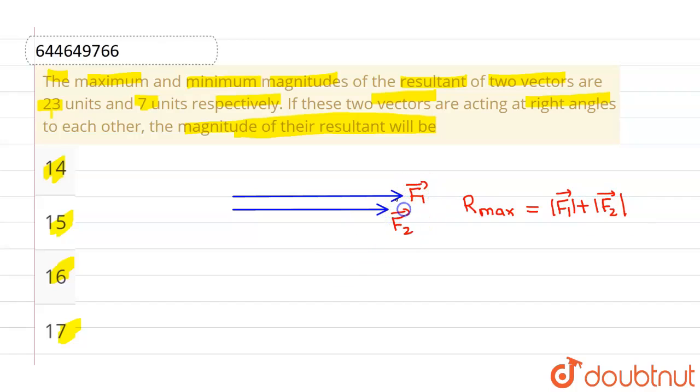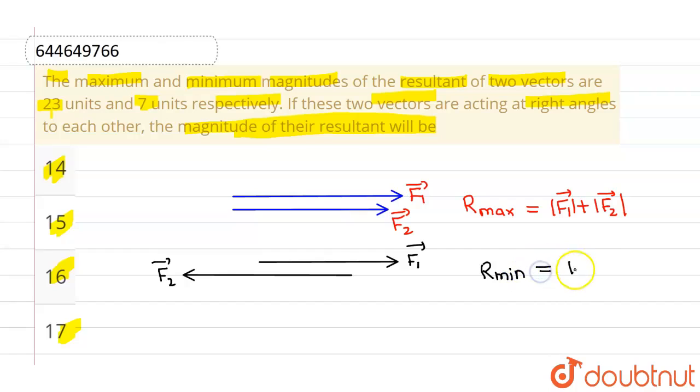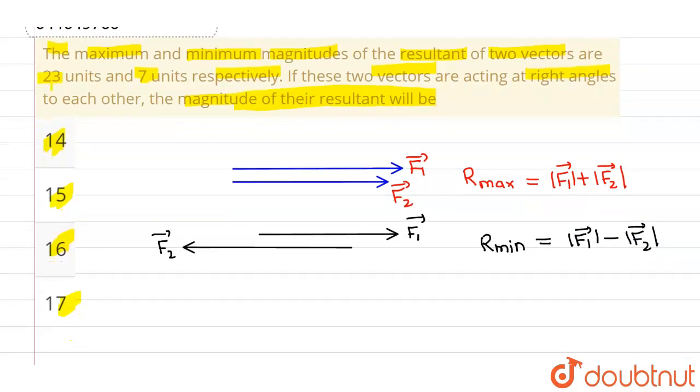Now for minimum magnitude, we also know that vectors must be anti-parallel. So if f1 is acting in this direction, f2 must be acting in the opposite direction for the resultant to be minimum. Let's say this one is f1 vector and this one is f2 vector. So the resultant will be given by r minimum, which equals magnitude of f1 vector minus magnitude of f2 vector. So this is the direct difference of their magnitudes.